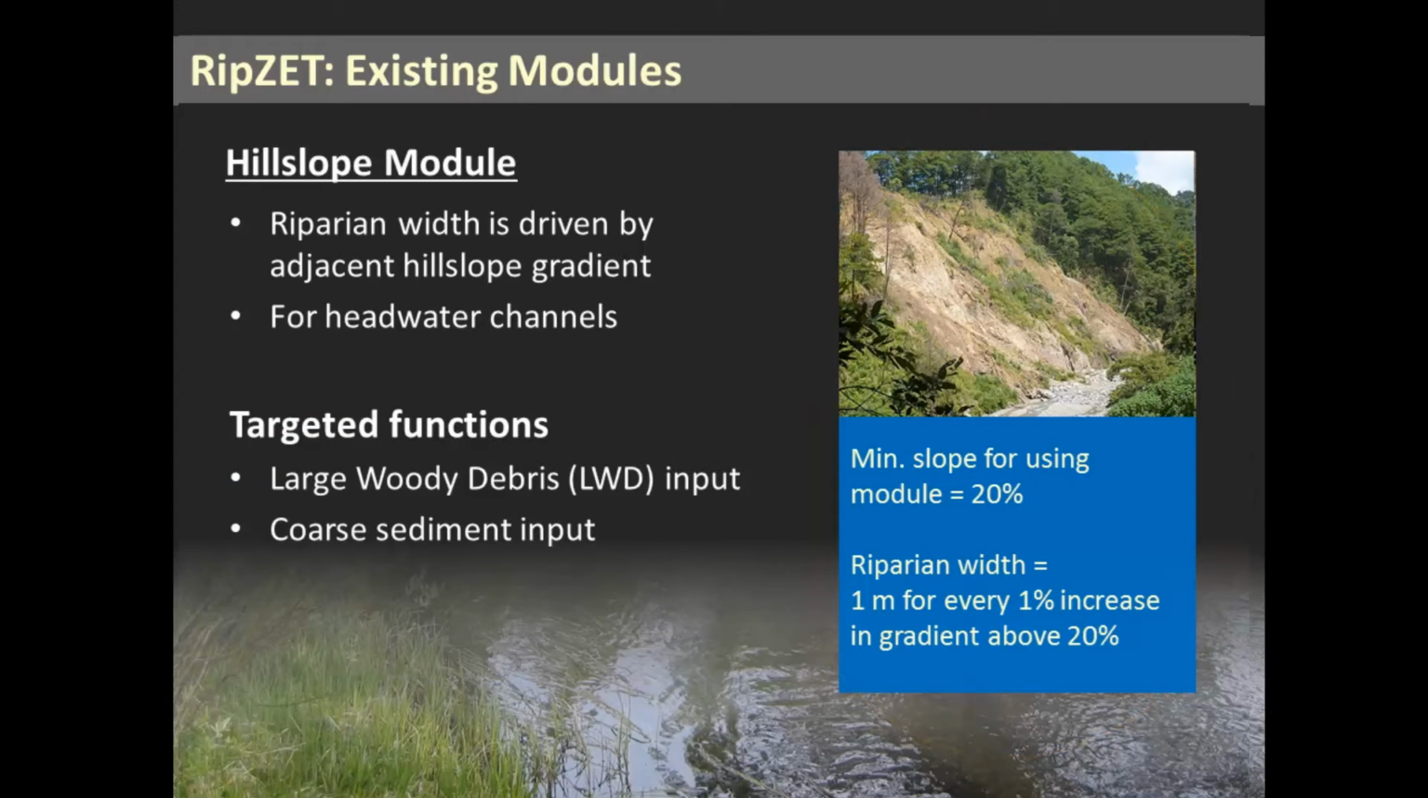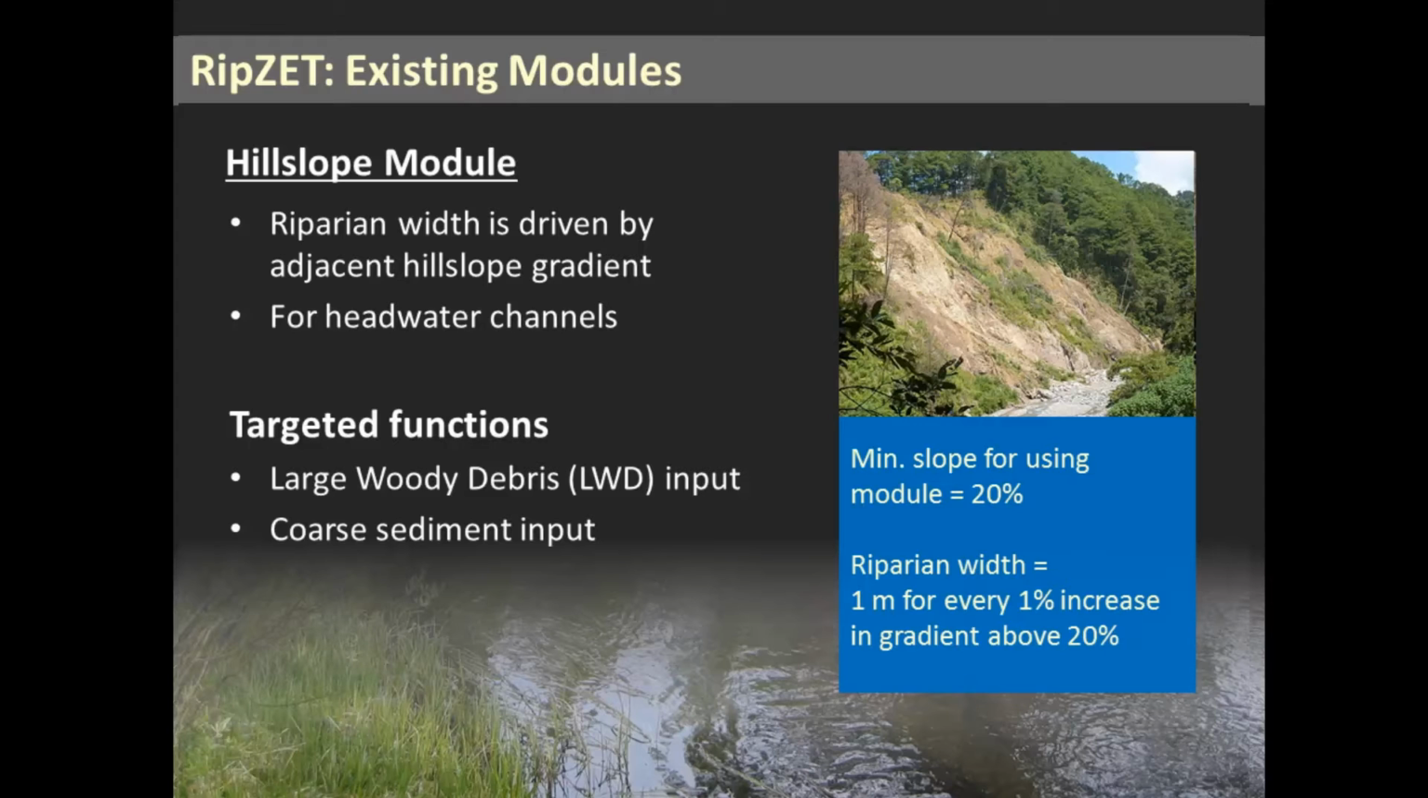And so essentially what this module does is it looks at the adjacent hill slope angle and determines if that hill slope angle is above a threshold value that the module has, which the default value is 20 degrees. And so what the module then does is if it does find an adjacent hill slope that's greater than 20 degrees, it gives a functional width that's based on how many degrees that hill slope is above 20.